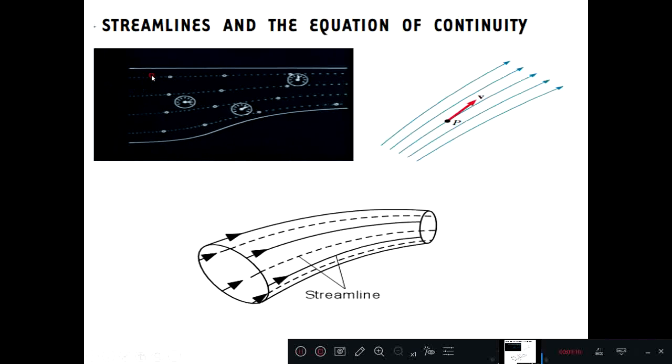So in this particular flow, we call it a streamline flow. That is, the path taken by a fluid particle under a steady flow is called a streamline. The group of streamlines is called a stream tube, and the velocity of a particle at any point is always tangent to the streamline. So if you draw a tangent to the streamline, that represents the velocity of that particle always.